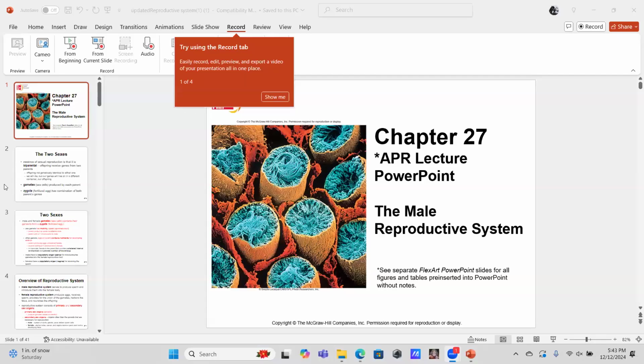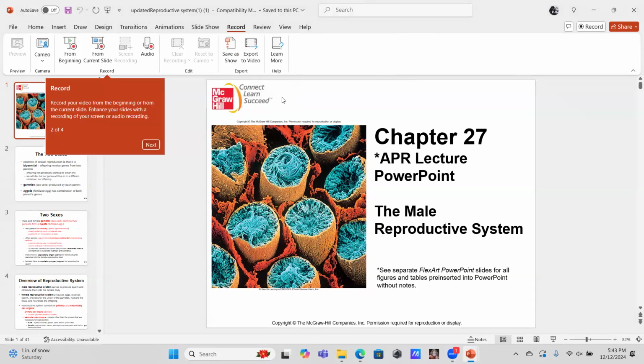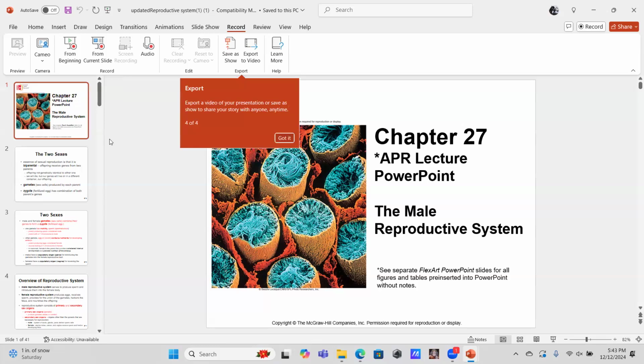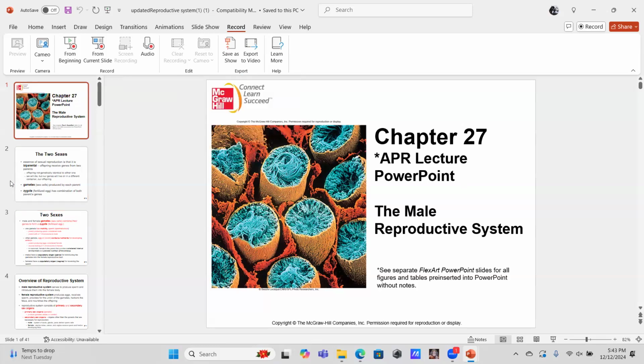Let's talk a little bit about chapter 27 and the sexual reproductive system, the male and then the female. The female, for the most part, I have highlighted this already, so hopefully you guys can see just what I would like you guys to focus in on.